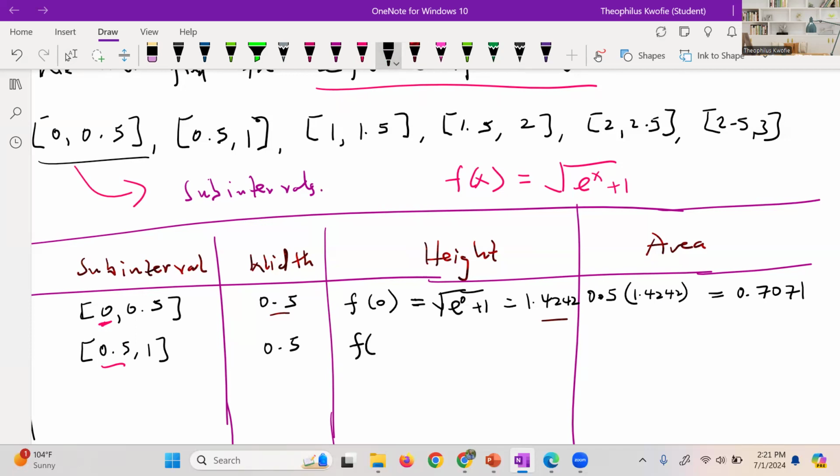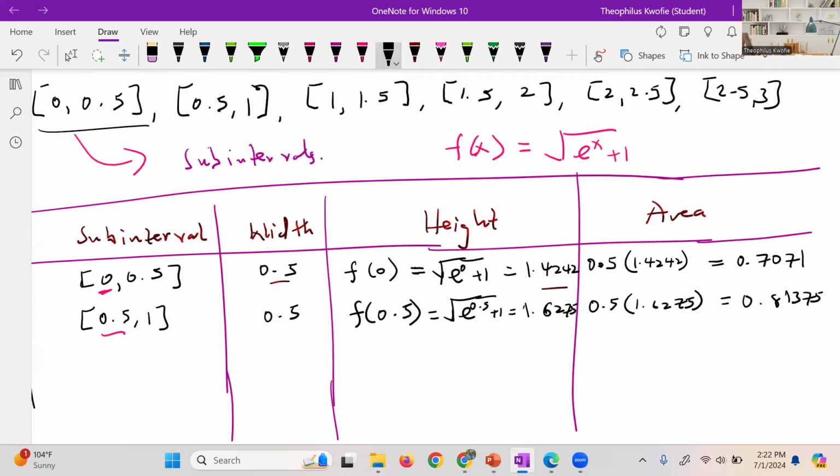And then we plug this 0.5 into the integrand, and that will give us the solution. And that should give us what? 1.6275. Okay. So we multiply 0.5 by 1.6275. And that should give us what? When you use a calculator, that should give us 0.8135. Okay.